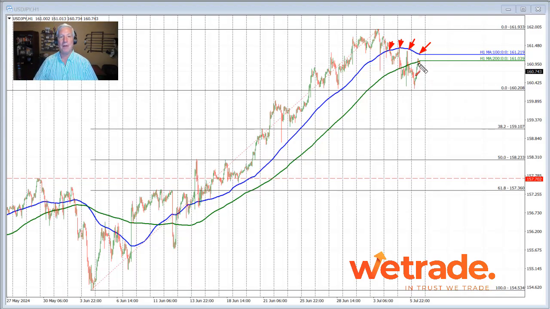If they can't get above that level, are they taking back more control? And the answer is no. So what we know is that we have this battle going on between the 160.20 level and resistance at the 100-hour moving average at 161.21, about 100 pips between the low and high. And so play that game plan.